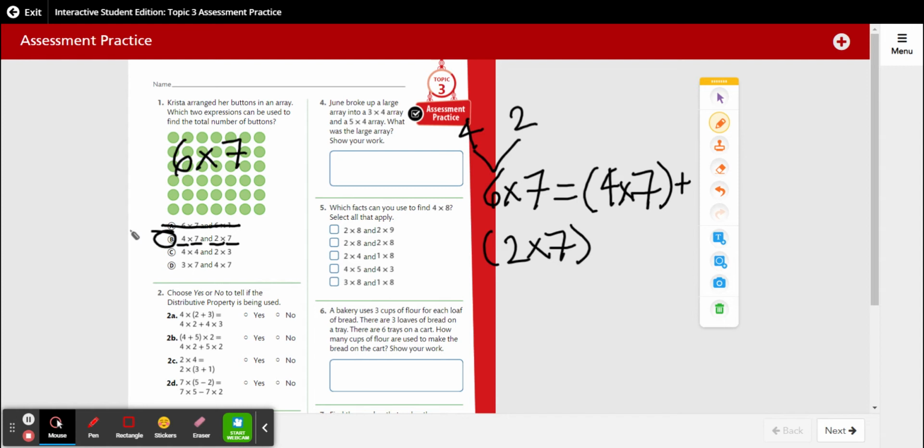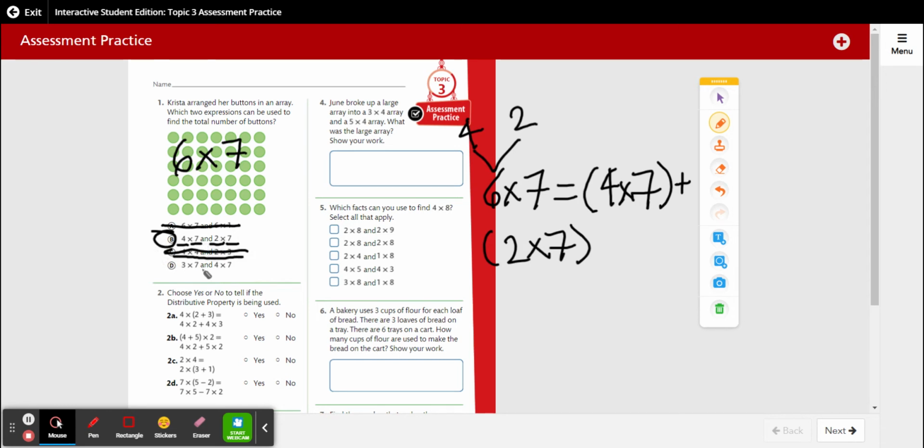I'm going to circle it, but I'm also going to keep going so I can see if any of the others work, just in case. So what about 4 times 4 plus 2 times 3? Does that work? No. What we've been doing in class is that we always keep one of the factors the same. We can break apart one of the factors, but then we leave the other one the same. And none of these factors are 6, and none of them are 7. So I'm going to cross this one out.